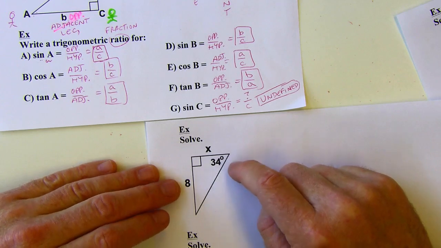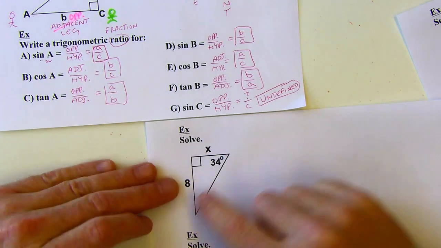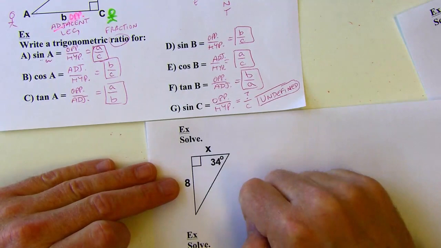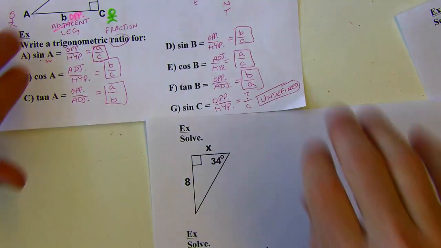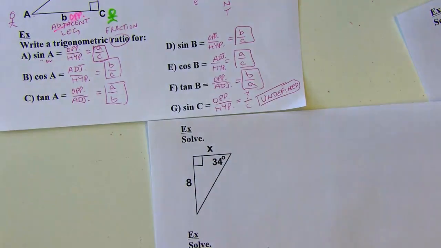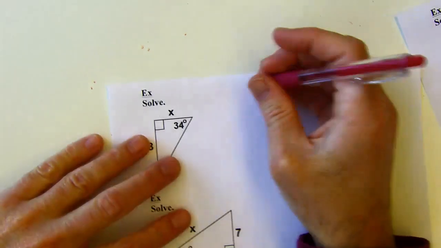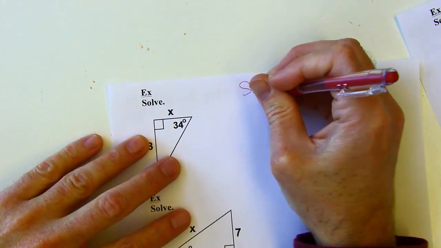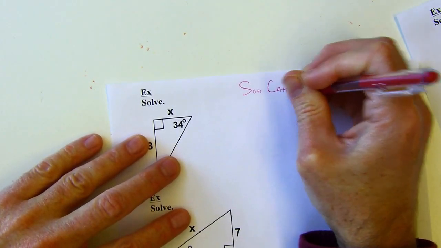I can't use Pythagorean theorem because I only have one side. So I'm not going to be able to solve for x with Pythagorean theorem. But I can use trigonometry. I can use SOHCAHTOA. Okay? So that's what I'm going to want to do. All right, so I'm just going to write out SOHCAHTOA so I have it handy here.